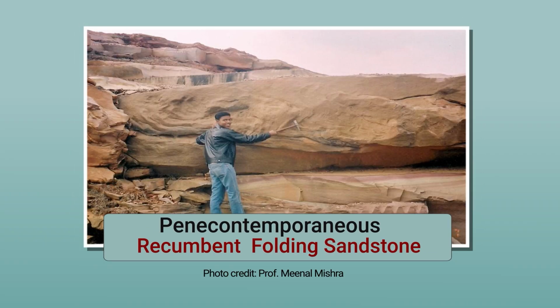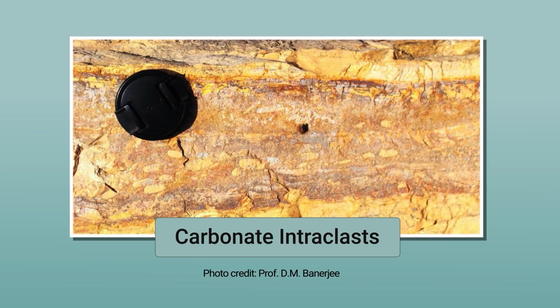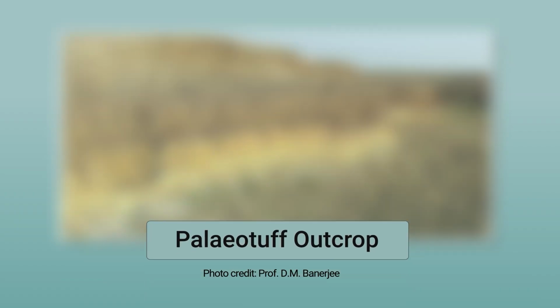Lastly, you have these penecontemporaneous recumbent folds in sandstone. You can see the sediments getting recumbently folded. This is a penecontemporaneous deformation. It is not a tectonic fold, but a penecontemporaneous deformation. Then you have carbonate rock, which occurs in the form of clasts. Then finally we have a paleotuff outcrop.